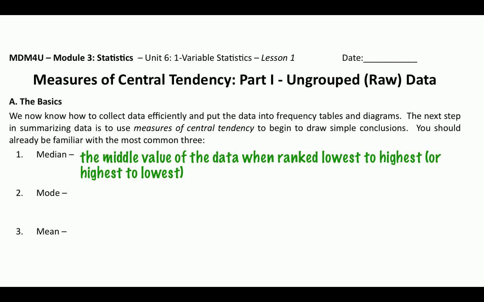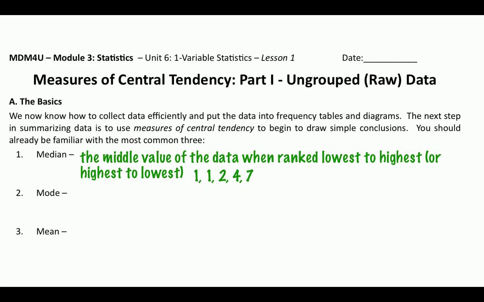If you've got an odd number of data points, say 15, then one of them will be the fulcrum, the balance point. If you subtract 1 from 15 to get 14 and divide that by 2, you have 7 data points below and 7 data points above. So your 8th data point would be that balance point, the median.